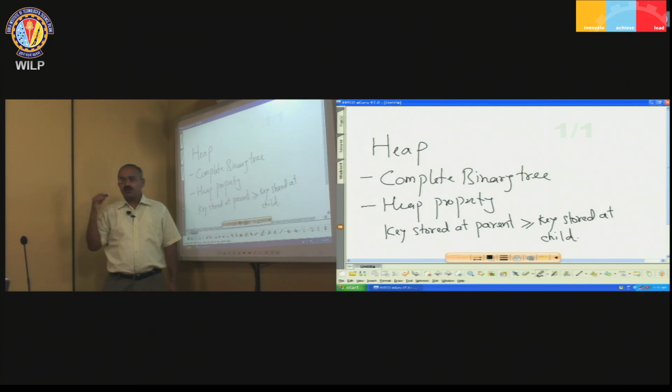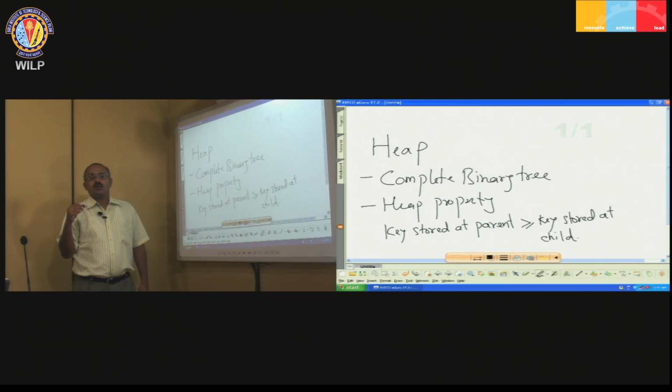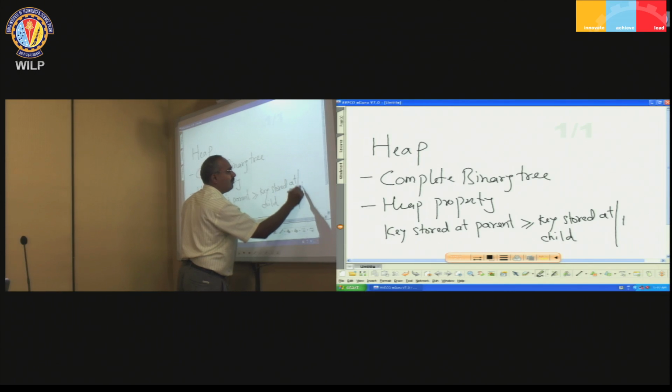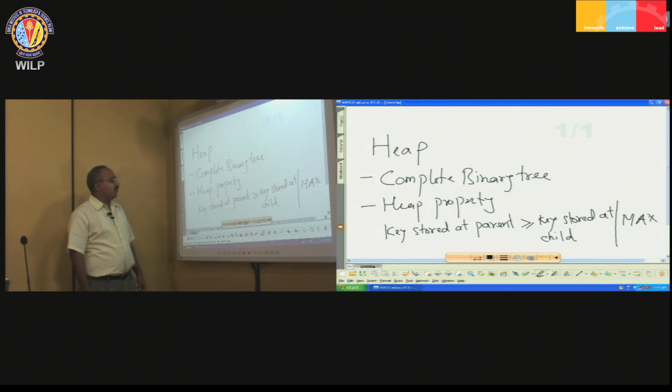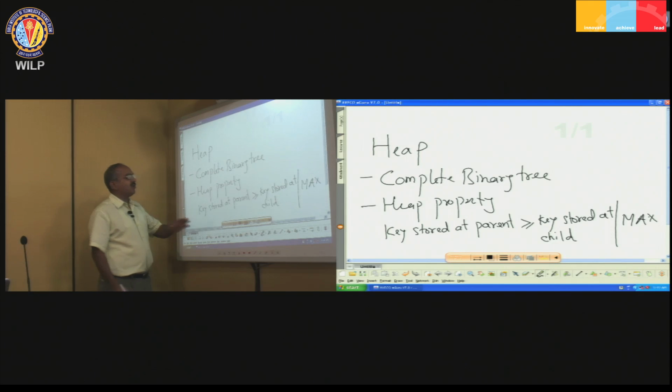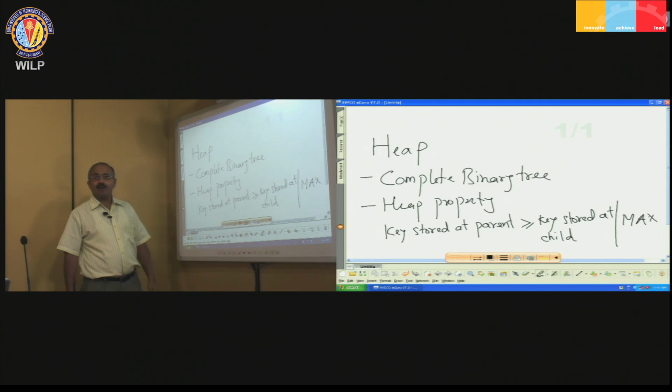That means the keys that are stored at parent nodes are always bigger than or equal to keys stored at child nodes. This is also called a max heap. Similarly, we can have a min heap where the heap property is reversed, that is, the key stored at the parent is less than or equal to the key stored at the child node. Such heaps are called min heaps. What we are going to deal with is max heaps. I am not going to drop the word max, we will just stick to the name heap. For us, heap is always going to be the max heap.